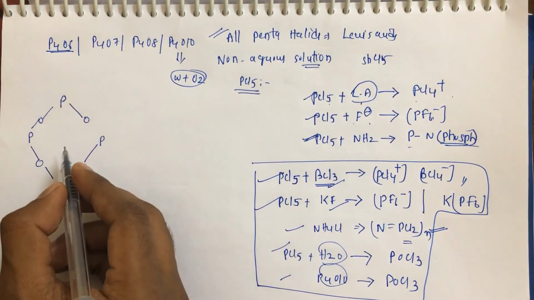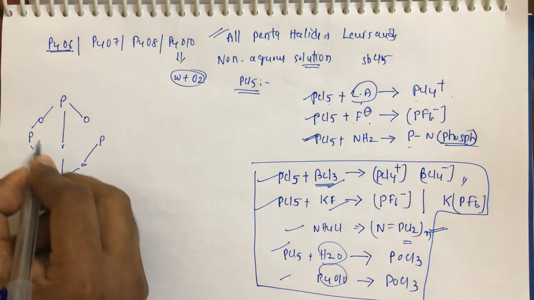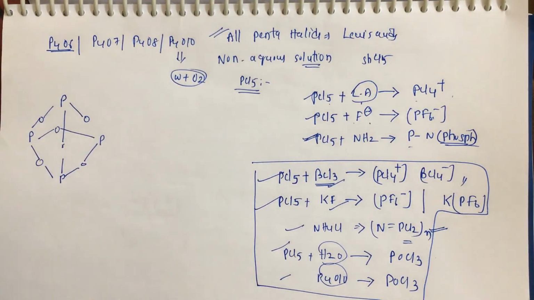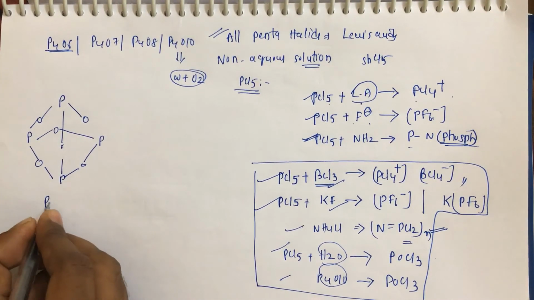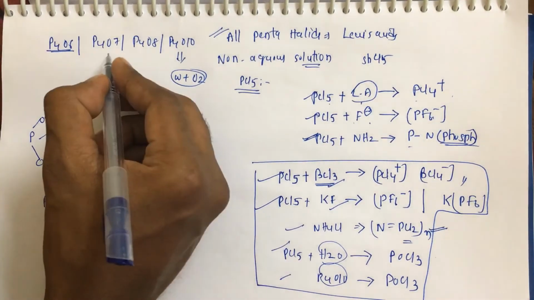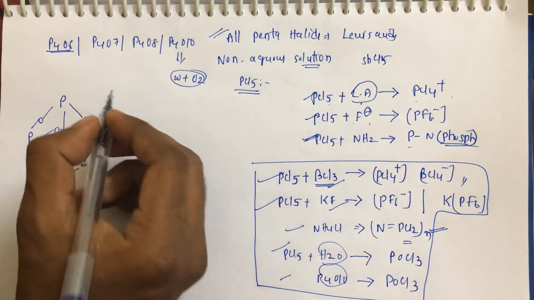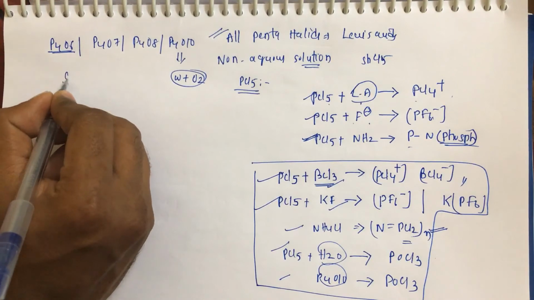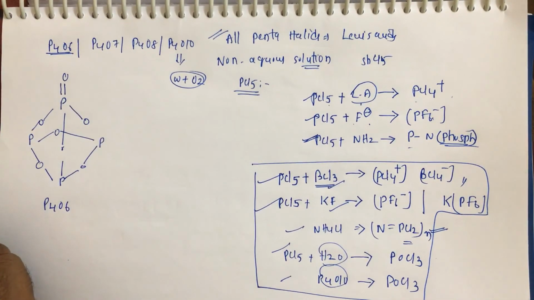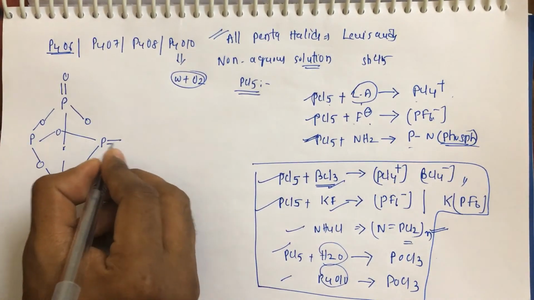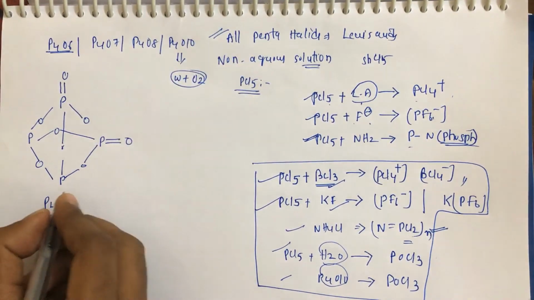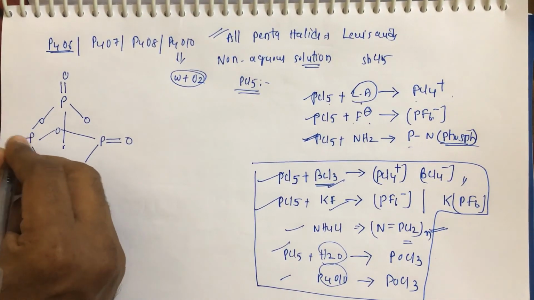Now how many oxygens are left? 2 oxygens. So this is 1 oxygen and this is a second oxygen. Okay, this is P4O6. For P4O7, 1 extra oxygen is coming. That oxygen is kept here. This is P4O7. For P4O8, this is the structure. For P4O10, this is the structure. Okay.